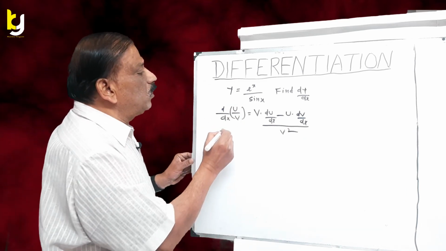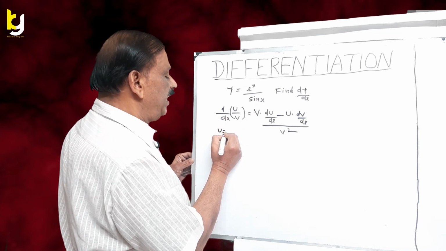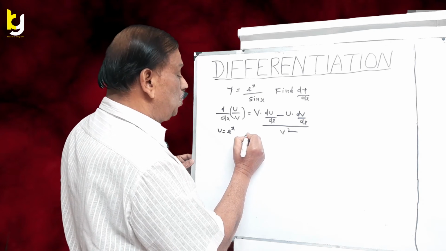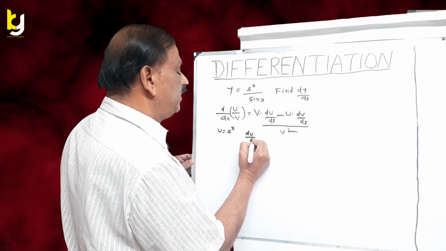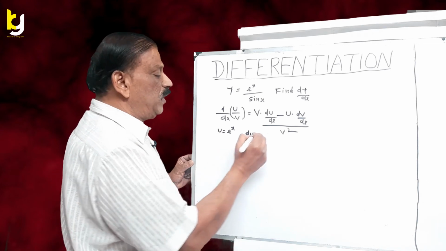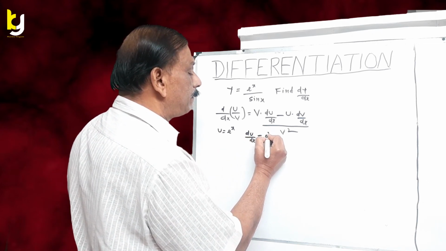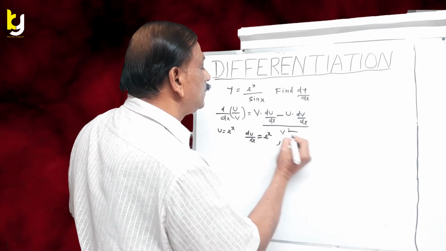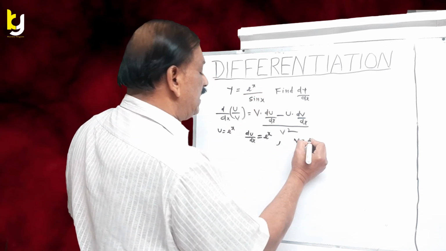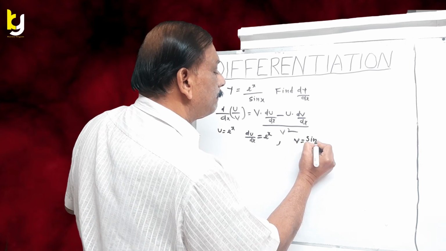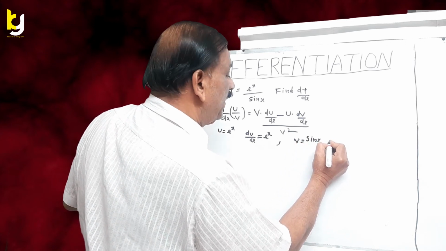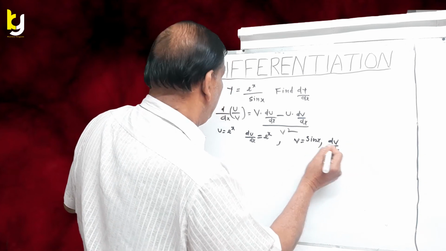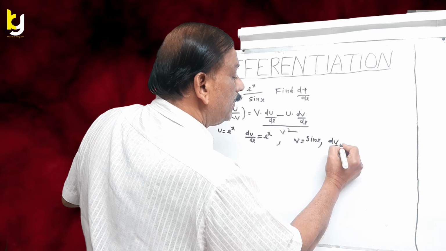So here u is equal to e to the power of x. Then du by dx equal d by dx of e raised to x, e raised to x. Then v is equal to sin x. Therefore, dv by dx equal cos x.